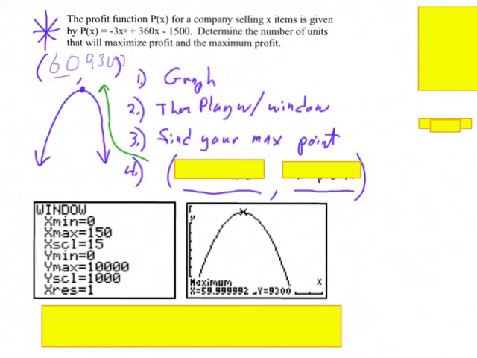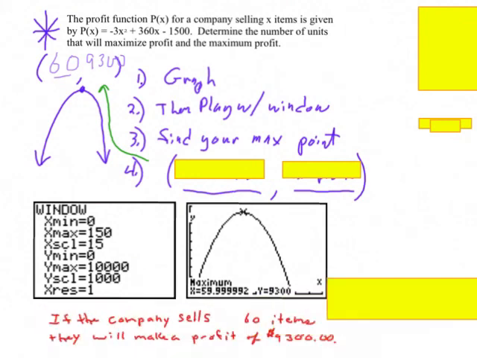Alright, so now how do I write that up? Well, here's how we're going to write it. If the company sells 60 items, they will make a profit of $9,300.